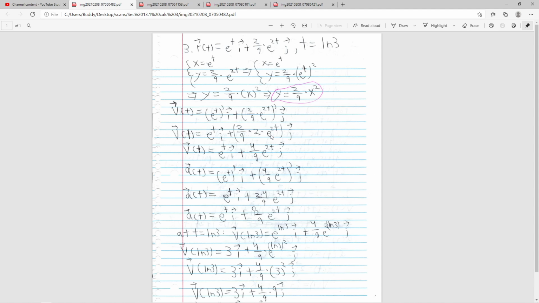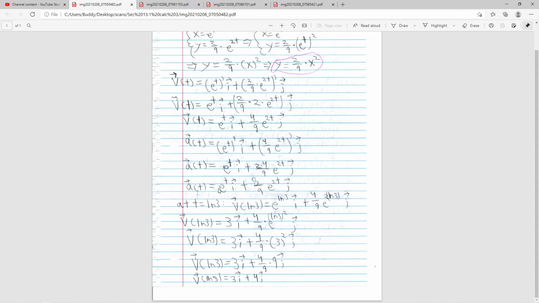Okay, so velocity is e^t i plus 4/9 e^(2t) j. And same thing with acceleration, you just pull down another 2, and you get e^t i plus 8/9 e^(2t) j as the acceleration vector. And at t equals ln 3, you do some more simplification. You plug it in and try to simplify.